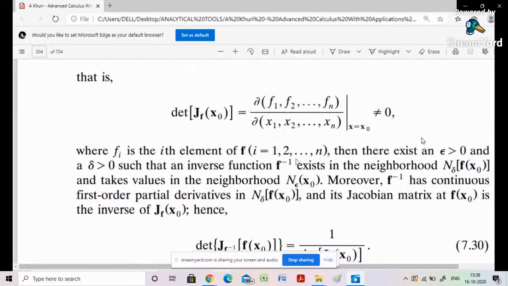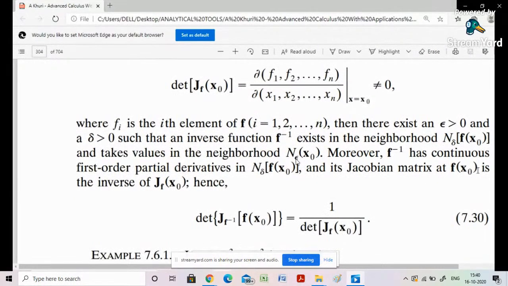Then there exist an epsilon greater than 0 and a delta greater than 0 such that the inverse function f inverse exists in the neighborhood N delta of f of x naught, and it takes values in the neighborhood N epsilon of x naught. Let us draw a figure in the univariate case.